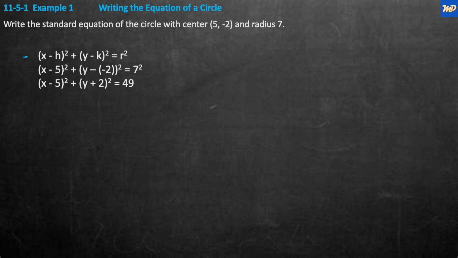So now we have the quantity x minus 5 squared plus the quantity y plus 2, that's where our two negatives came in, the plus 2 squared is equal to 49. And that is the standard equation.